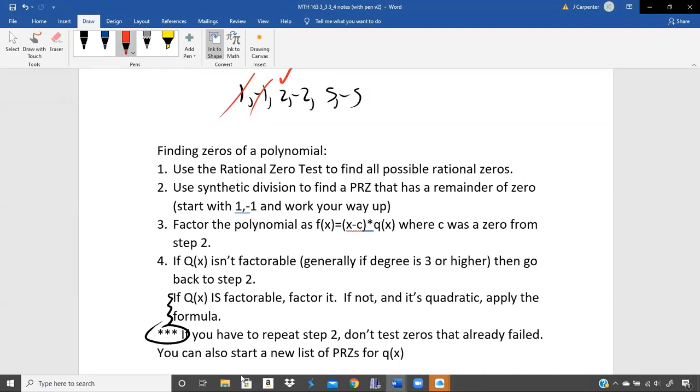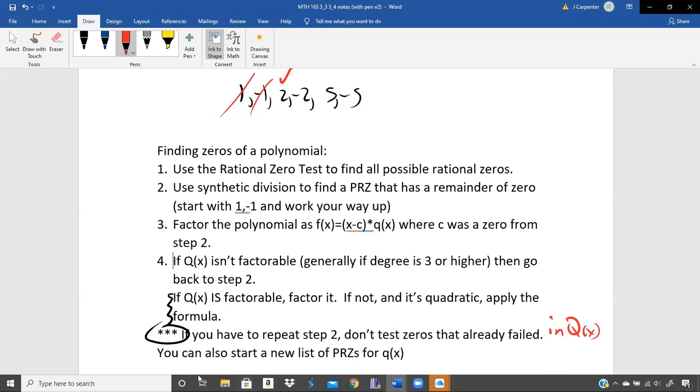Now notice I said don't test zeros that already failed. I didn't say don't test zeros that worked, because these zeros could have a multiplicity of 2 or 3 or 4, so they could work again in the quotient. And again, make sure you're doing this in the quotient. Q of x just means quotient. Q of x, same thing.